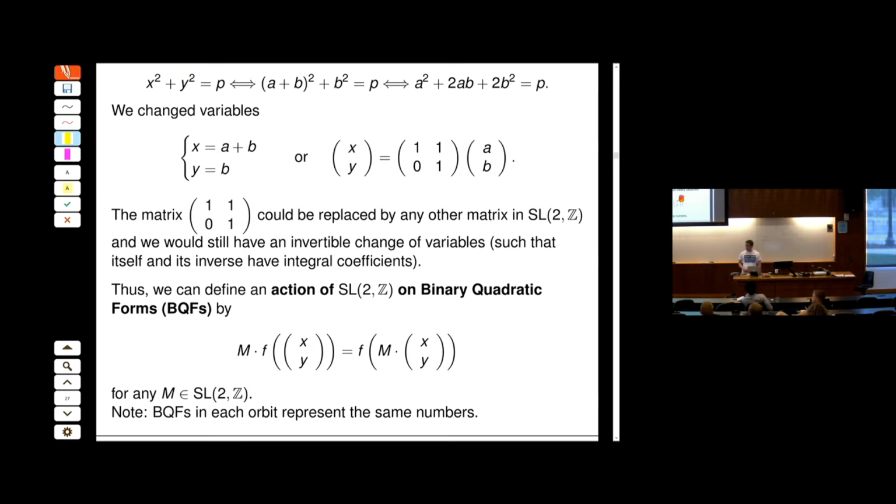Is that associative? Well, no, because of the matrix multiplication. I don't think so. Yeah, because for now, I'm just going from one binary quadratic form to another, just using those matrices to go from one place to the other.